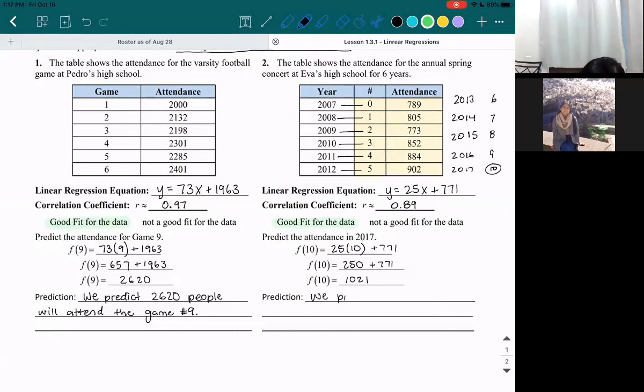So we predict 1,021 people will attend the annual spring concert in 2017. Okay, so put it in a full sentence. So hopefully you got this answer for number 2, and if not, it's totally fine.